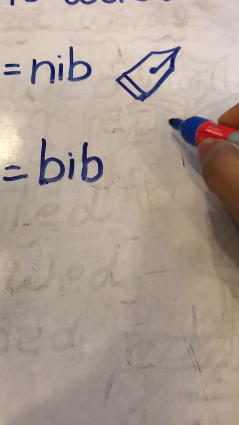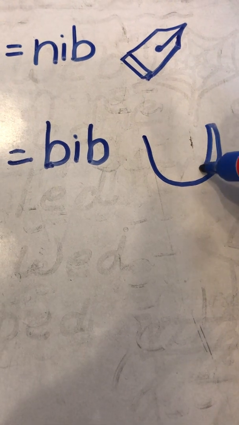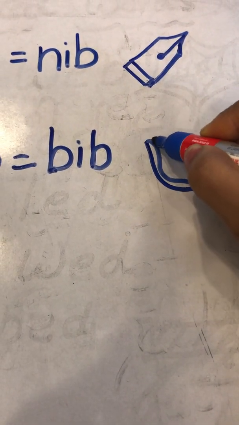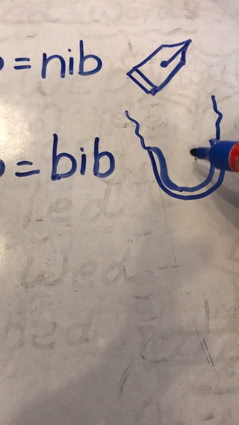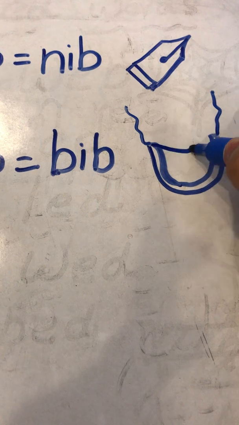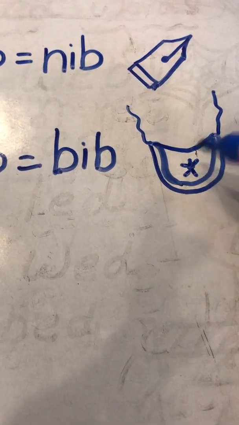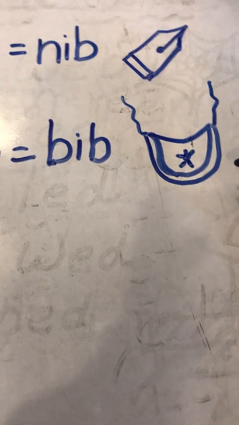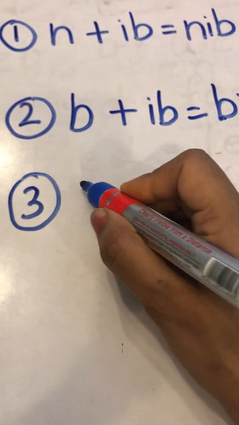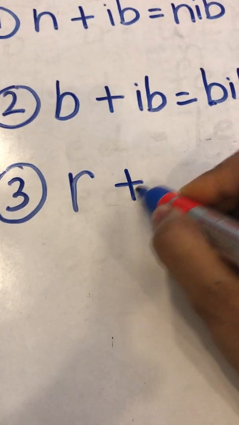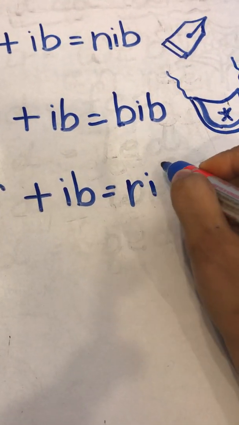Let's make a bib now. So this is a bib, which is fastened around the child's neck to keep the clothes clean. So number 3, rib. R, ib, rib.